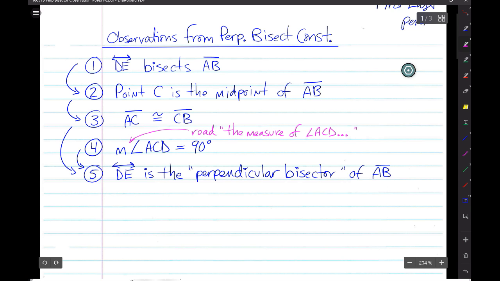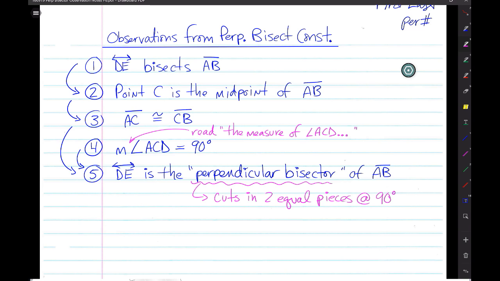Now let's be real clear about what we mean when we say this right here. I want you to underline perpendicular bisector here and swoop that down. And we're going to say this: a perpendicular bisector cuts in 2 equal pieces at 90 degrees. It cuts in 2 equal pieces at 90 degrees.